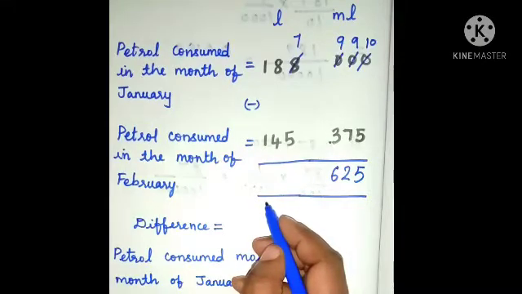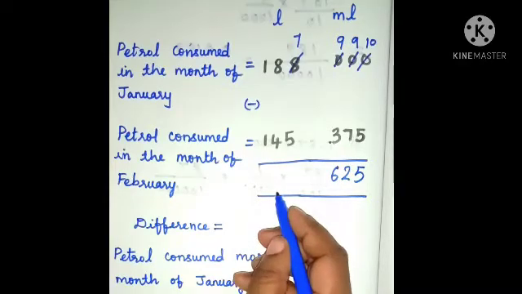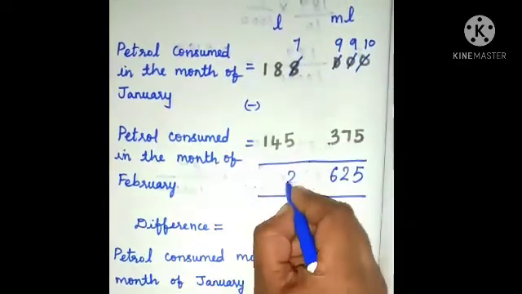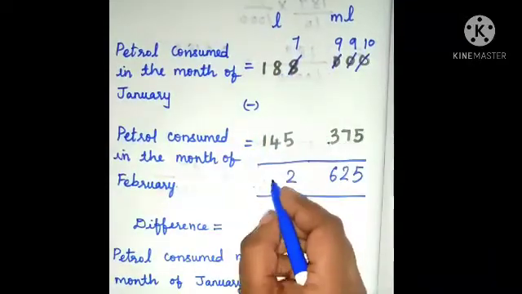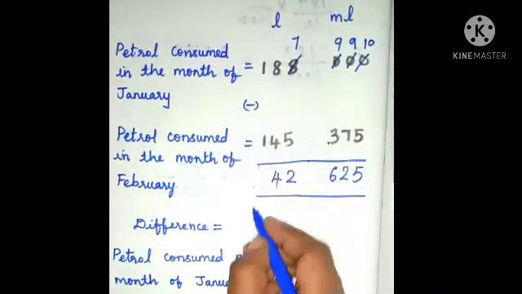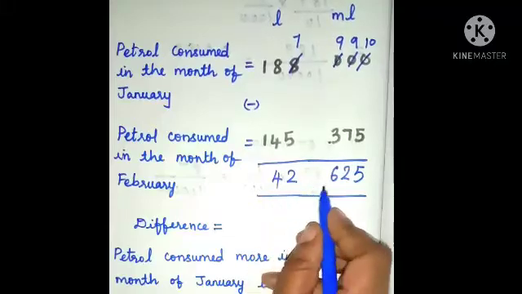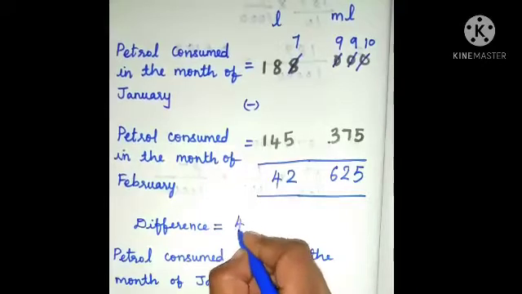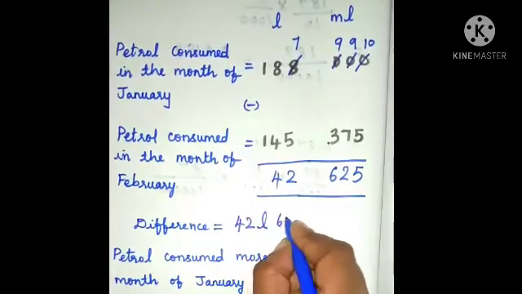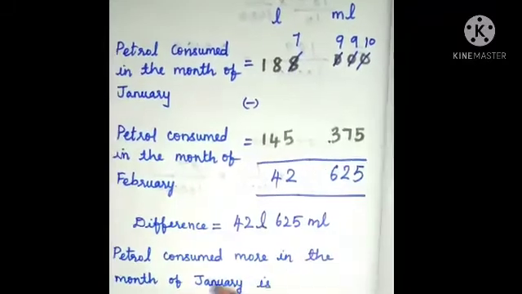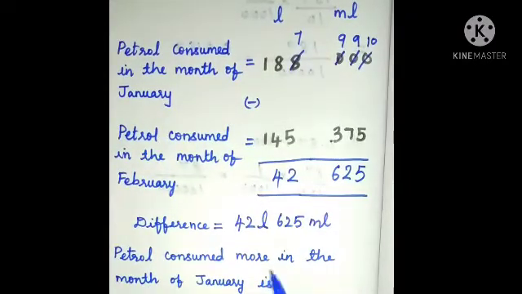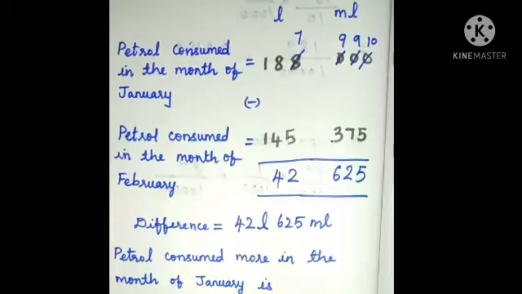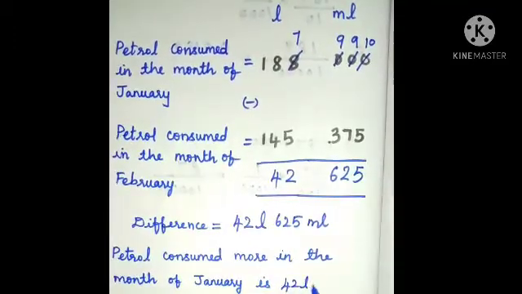As our second step, subtract the values which are in the liters. 7 minus 5, 2. Here 8 minus 4, 4. 1 minus 1, 0. 42 liters, 625 milliliters. The difference is 42 liters, 625 milliliters. Petrol consumed more in the month of January is 42 liters, 625 milliliters.